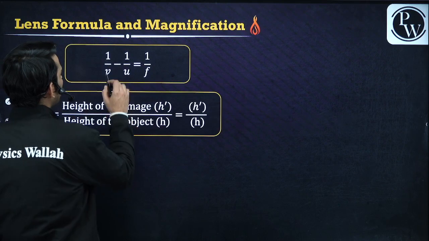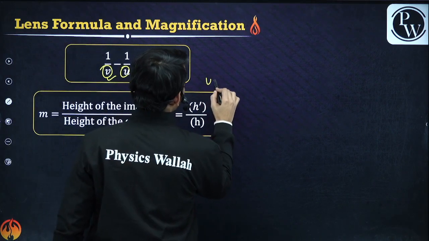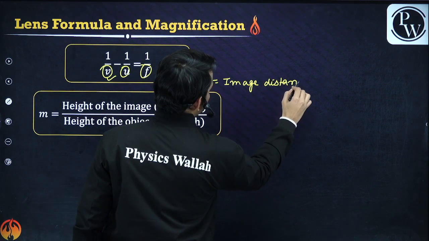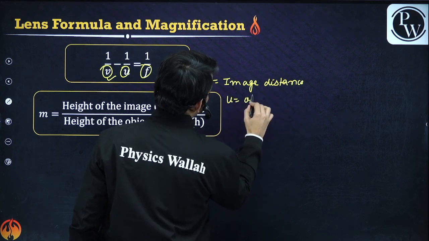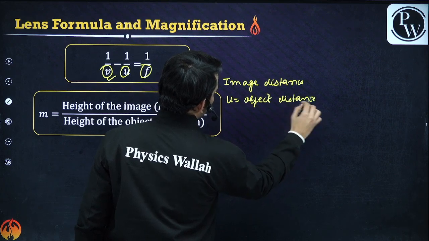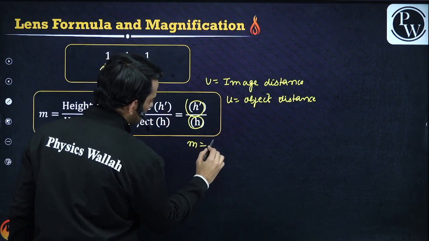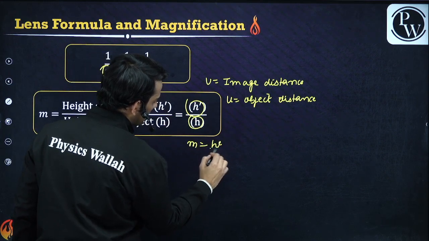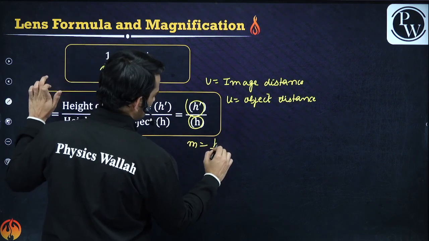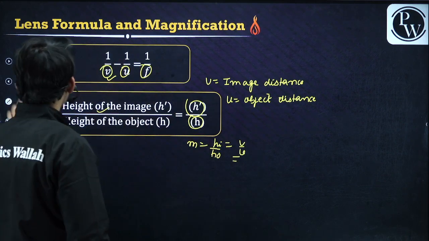Now, what are the lens formula and magnification? We have a relation between object distance, image distance and the focal length. V is the image distance, guys. U is the object distance. Right? And magnification is the ratio of image height by the object height. It is the ratio of image height HI upon HO, which is V upon U. This is magnification. Clear? So you have to remember this.